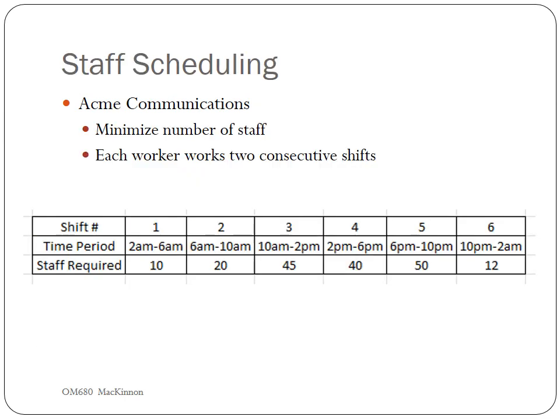Let's take a look at a staff scheduling problem. Acme Communications wants to minimize the number of staff that they have working, and one of the constraints is that each worker works two consecutive shifts. So we have 6 shifts, with various time periods for the shifts, and they are consecutive. Then we have the staff requirements: 10 staff for shift one, 20 staff for shift two, and so on. Staff scheduling is a very classic problem that we apply optimization methods to.